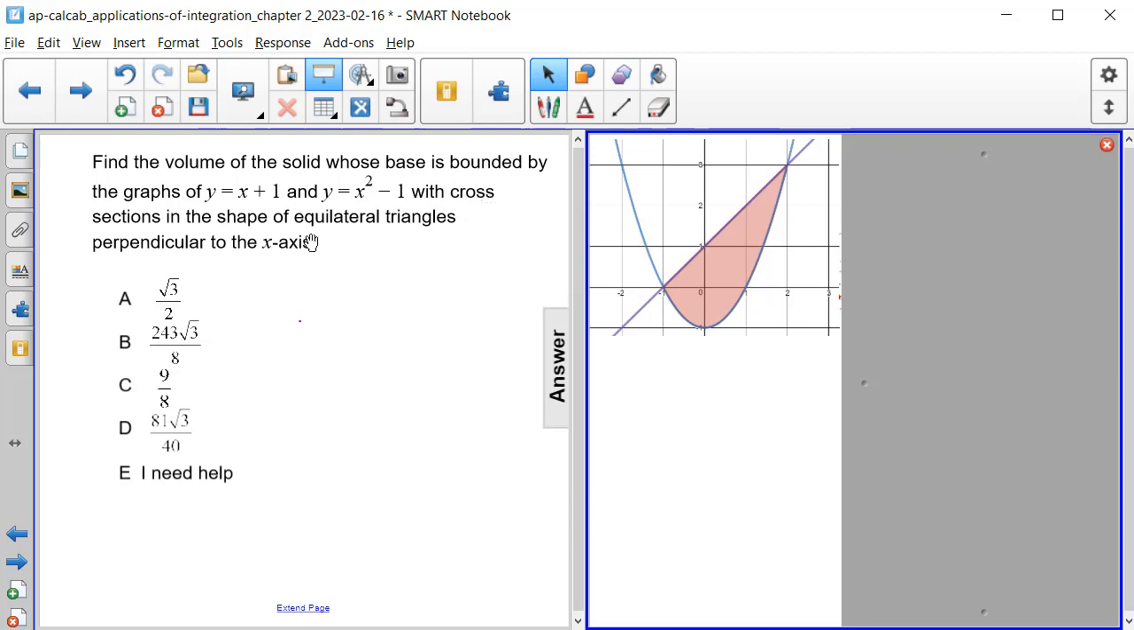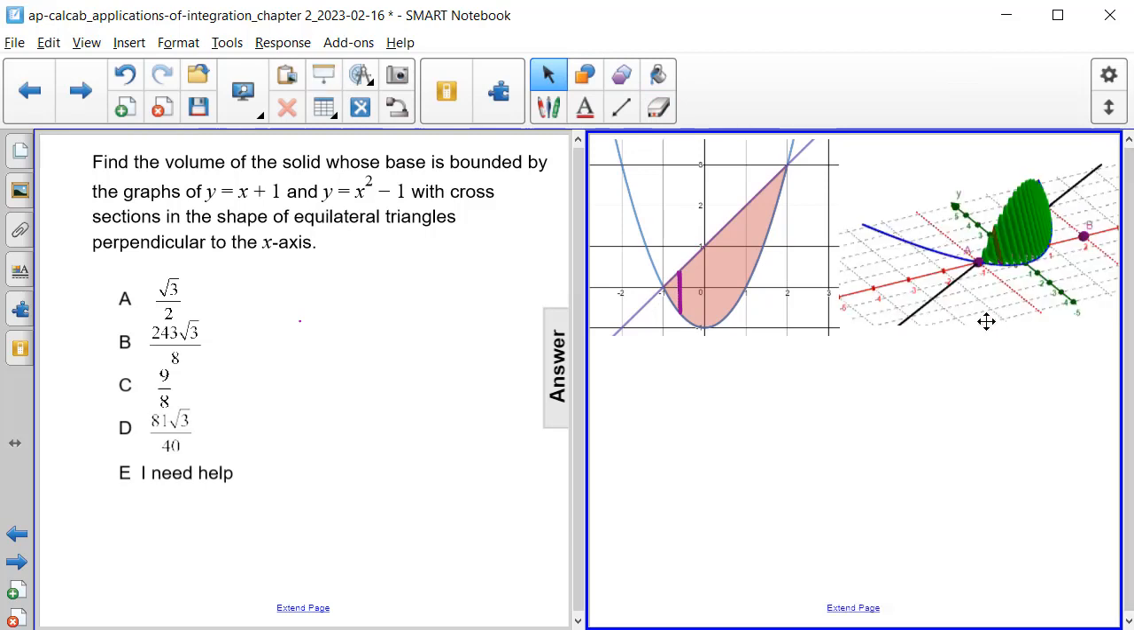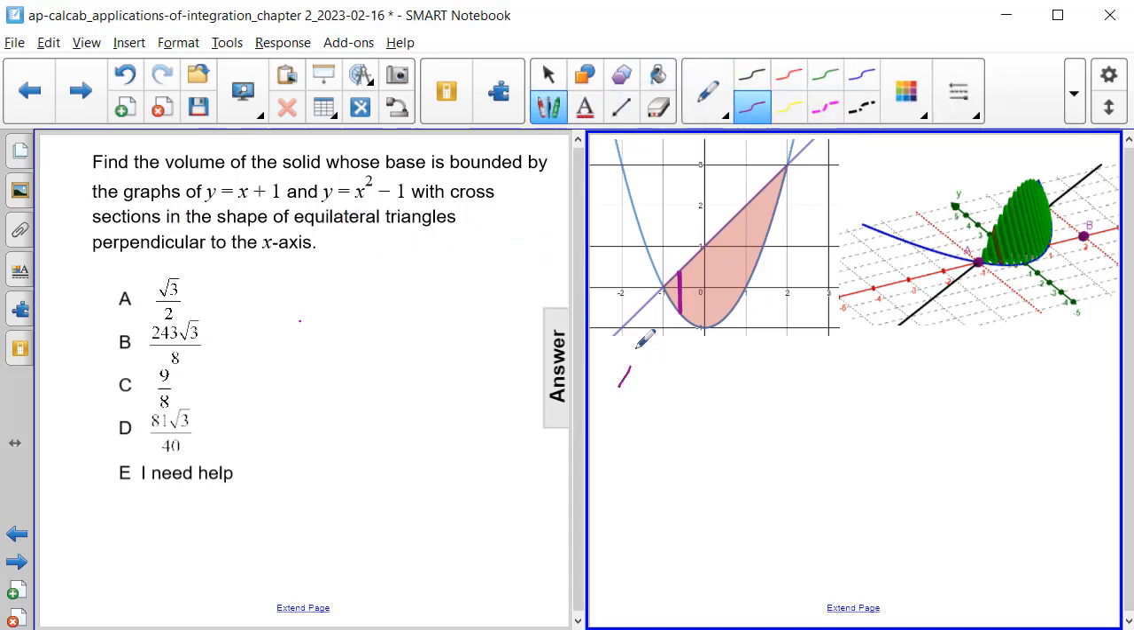And we are creating cross-sections in the shape of equilateral triangles that are perpendicular to the x-axis. So since we're doing it perpendicular to the x-axis, a two-dimensional version would look like this. And if we were to rotate this to show that third dimension coming upwards, you can see the little triangles that are formed here. And since we're dealing with equilateral triangles, the area of an equilateral triangle is equal to the square root of 3 over 4 times b squared.